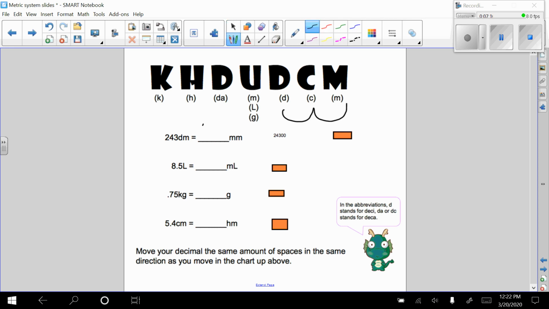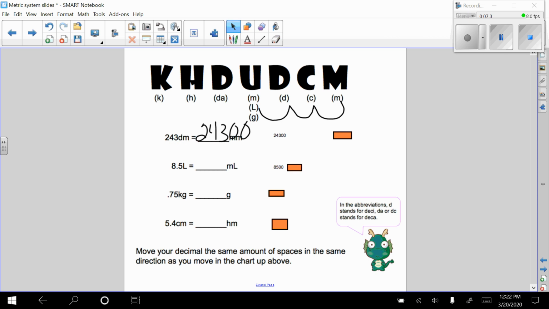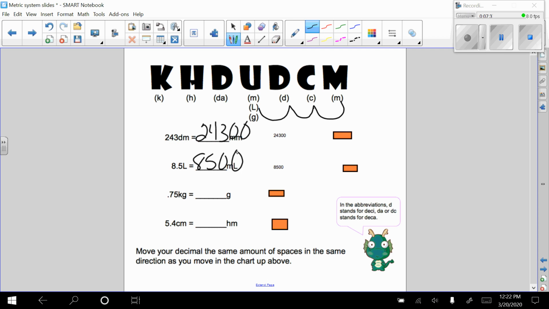I'll go ahead and write that because that's a little small for you to see. Now I'm going from liters to milliliters. Again, starting at liters, going to milliliters, 1, 2, 3 spots to the right. Move that decimal point 3 spots to the right, and you're going to find out that you have 8,500 milliliters. Try the next 2 on your own. Write them down on a piece of paper. Come back and check.